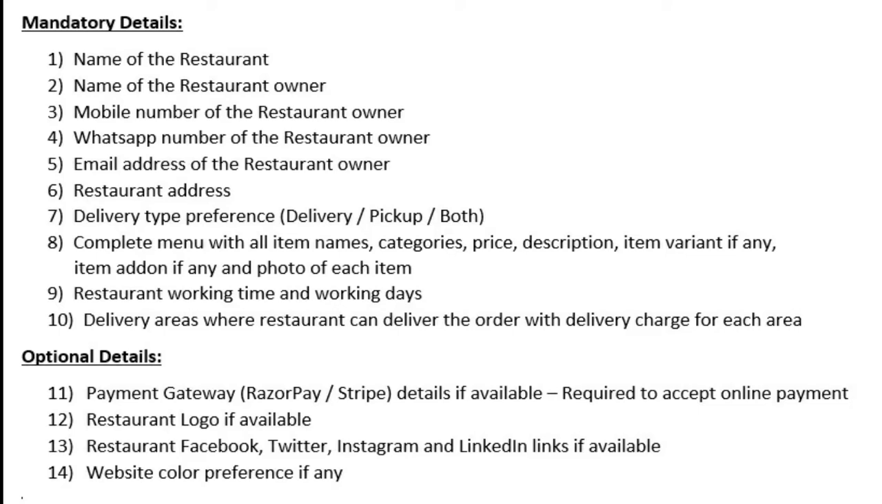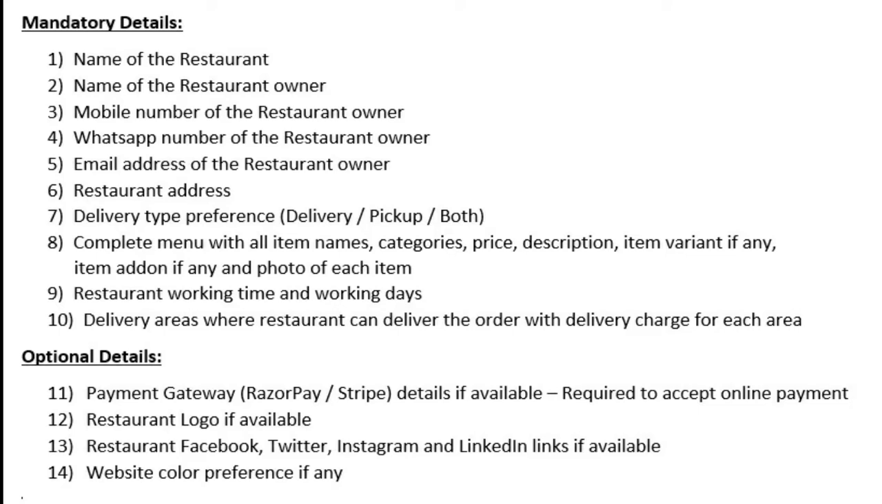It is mandatory to have the details mentioned in points 1 to 10, and details mentioned in points 11 to 14 are optional. Required details are: name of the restaurant, name of the restaurant owner, mobile number of the restaurant owner, WhatsApp number of the restaurant owner, email address of the restaurant owner, restaurant address, delivery type preference, complete menu with all item names, categories, price, item variant if any, item add-on if any, and photo of each item.